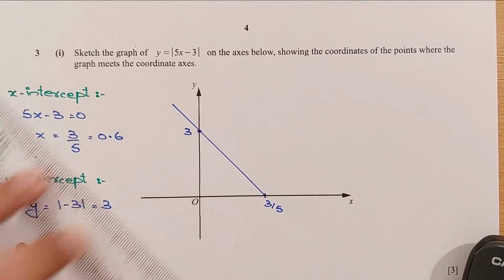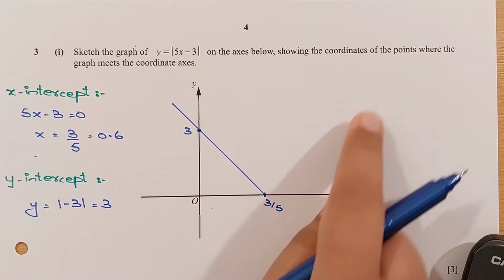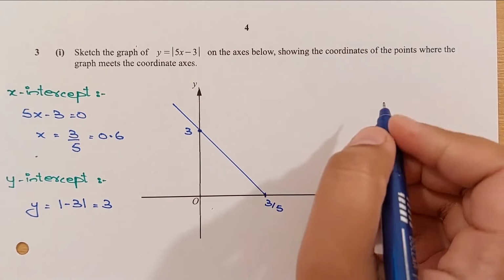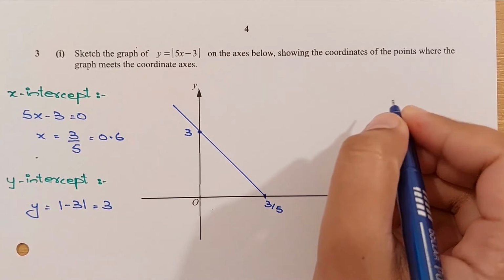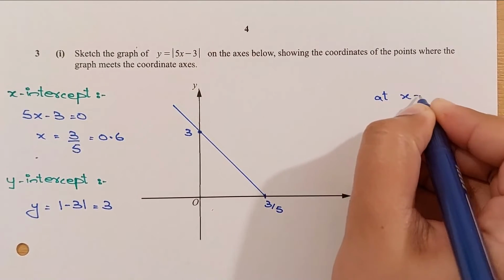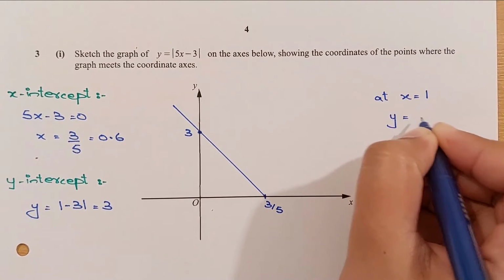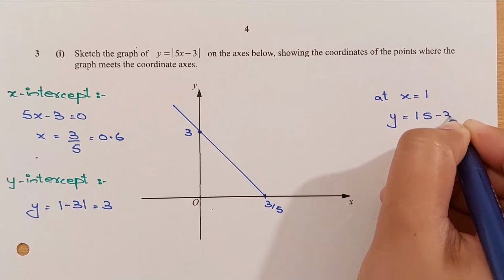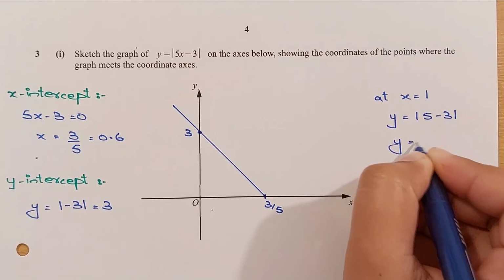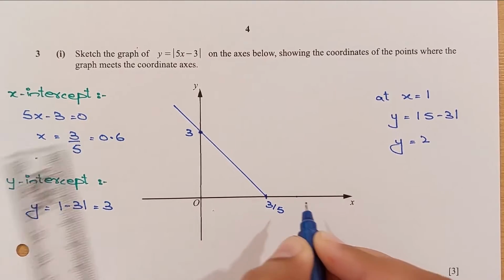Now, since it is an absolute value function, let me take any value of x and we can find the corresponding value of y. Suppose x is equal to 1. What is y? y equals the absolute value of 5 minus 3. y is equal to 2. Let's say 1 is over here, right?